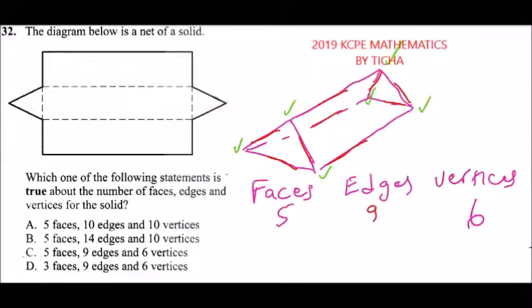So if you check your answer, here we have 5, 5, we have 9, and we have 6. So C is a correct answer, and you shade that as a correct answer. What you are being tested here is whether, given a net, you are able to make a solid or come up with a solid represented by that particular net.